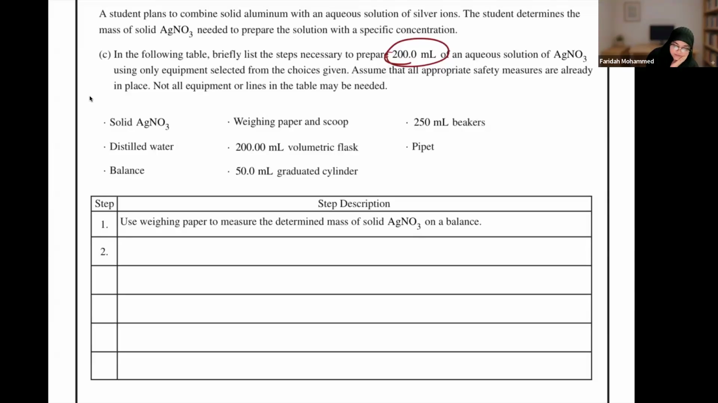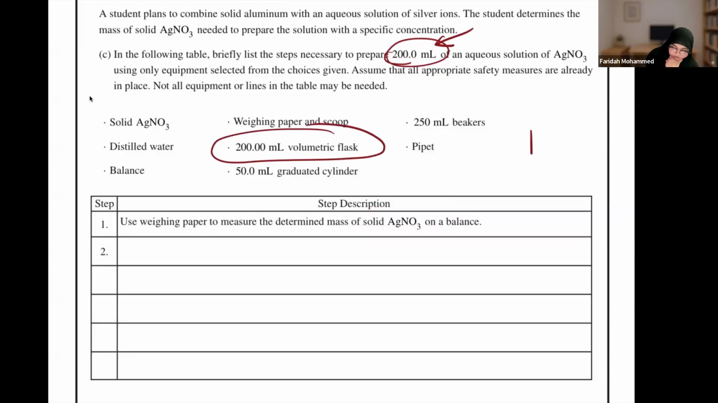First step, what? You use weighing paper, right? To measure the mass. After you do the math, you use the weighing paper. Yes, Ananta? You just use the volumetric flask. Yeah, you want to use the volumetric flask because you want to make 200 ml of solution. You're going to use the 200 ml volumetric flask.